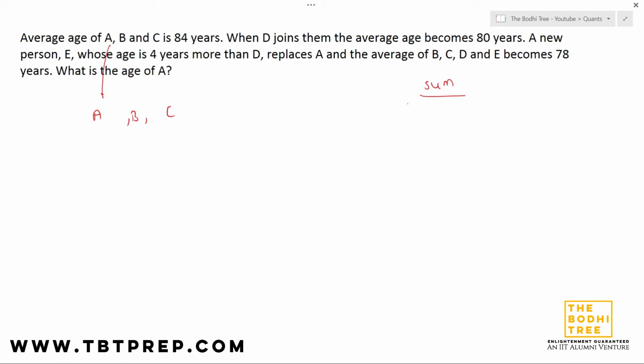So the sum can be anything, right? Any quantity, any unit, it will be sum. We don't have to worry about that. The basic is same. Sum upon n is equal to average. We are going to use again the same formula.